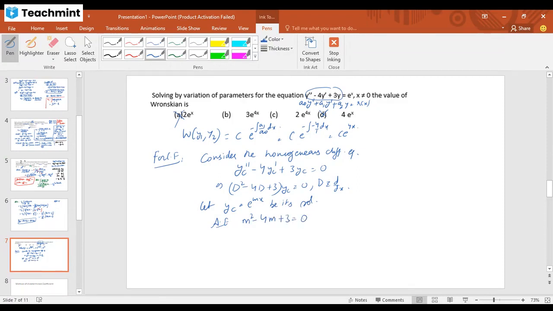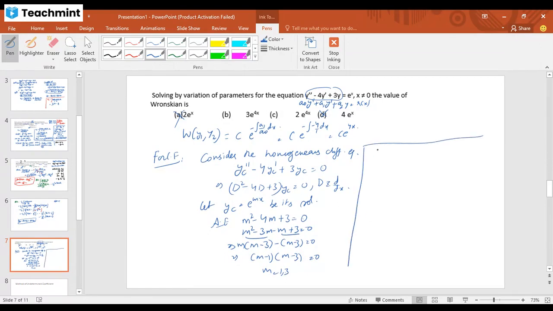Now because 3 is a prime number, the product of the two roots is 3 and sum is 4. The only possible factorization is 1 and 3. So m square minus 3m minus m plus 3 equal to 0. So m common m minus 3, 1 common m minus 3 equal to 0. So the factors are m minus 1 and m minus 3. So the value of m comes out to be 1 and 3. Roots are real and distinct.